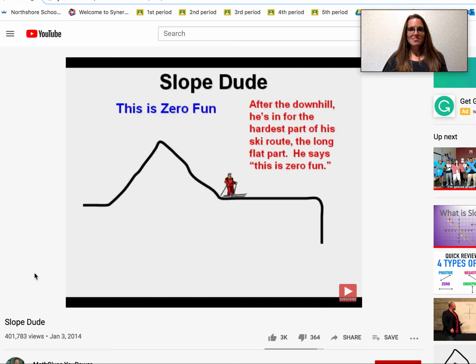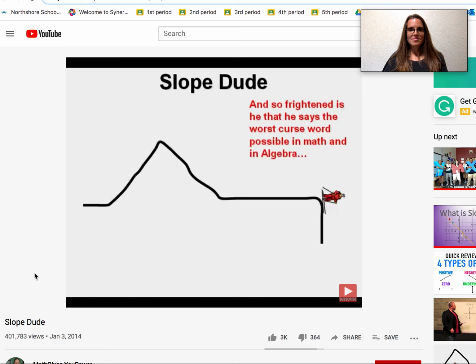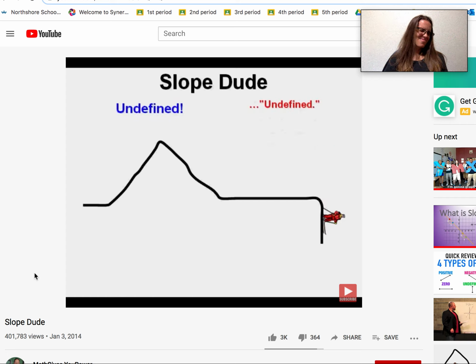And now, after the downhill, he's in for the hardest part of the ski run, the long, flat part. He says, this is zero fun. This is zero fun. And as he finishes the flat part, he doesn't see well ahead, and all of a sudden, he comes to the edge of a cliff. It's straight down. So frightened is he that he says the worst curse word possible in math and in algebra. Undefined.